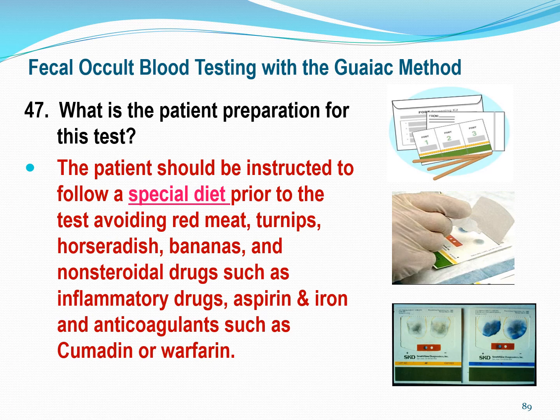So what preparation will we have our patient on before they have this done? The patient should be instructed to follow a special diet prior to the test, avoiding things like red meat, turnips, horseradish, bananas, non-steroidal anti-inflammatory drugs, aspirin and iron, and anticoagulants such as Coumadin or warfarin. So you're always going to go with the policy and procedures for your particular physician's office, and your physician is going to dictate to you what diet they want them to avoid. We want to avoid anything that may give us a false positive on the red, and anything that may cause some minor bleeding before the test is done.